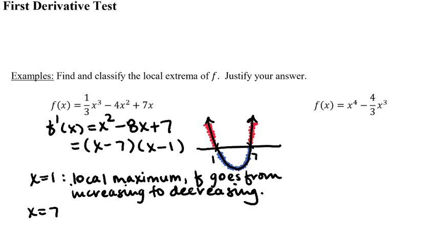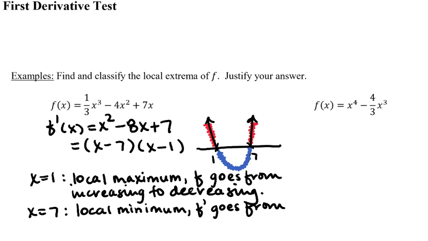Then at x equals 7, I'm going to conclude that I have a local minimum. You can also call that a relative minimum. It means the same thing. But for this one, I might say, for my reason, that f prime goes from negative to positive. But it just means the same thing.